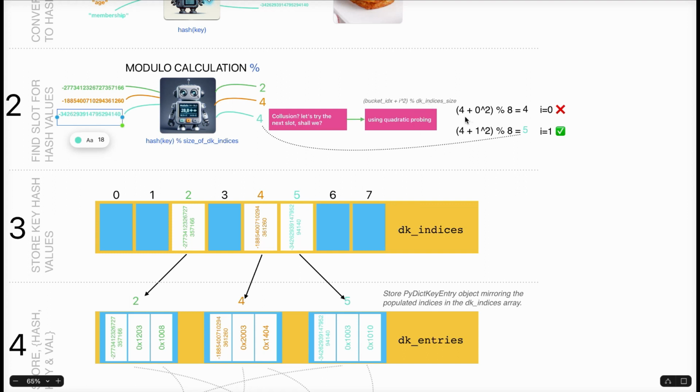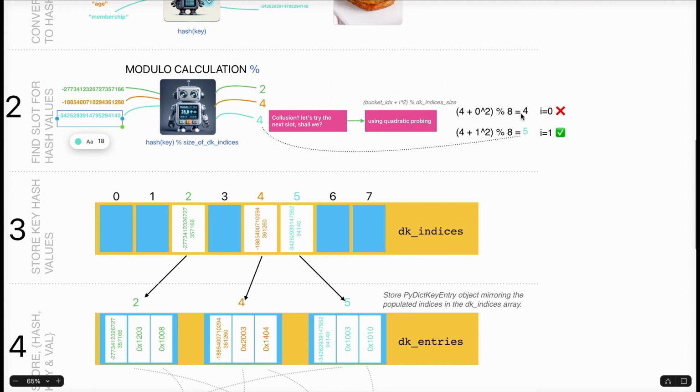So here what we're doing is our first attempt: 4 plus 0, where i is 0 squared. This will produce 0, which in this case is 4. 4, we've already established that it's occupied, so we ignore that. And then i will increment to 1. So 1 squared is 1. 4 plus 1 is 5. 5 modulo 8 is 5. Therefore, here I said i is 1, and then this is the right spot.